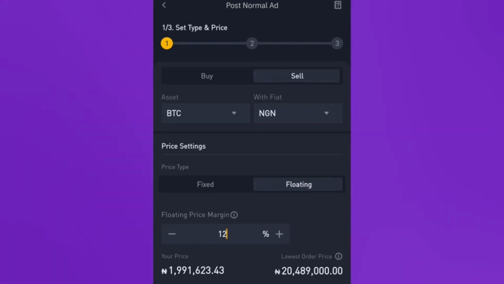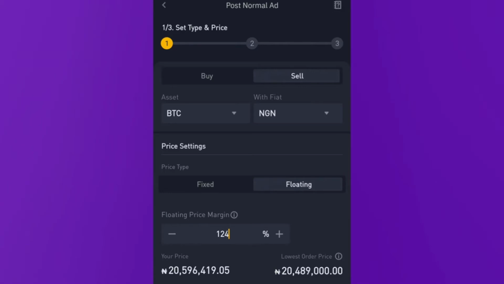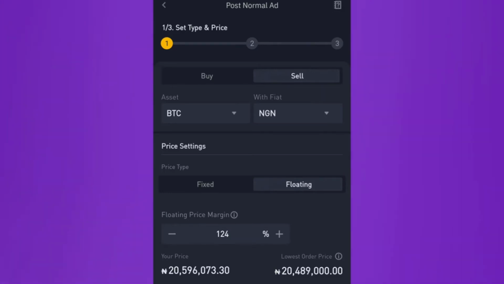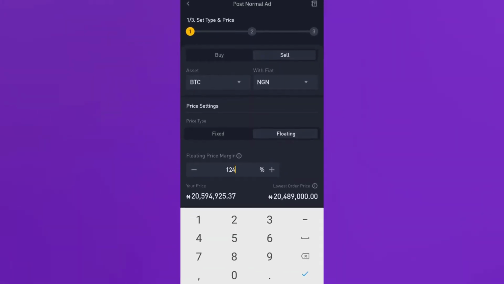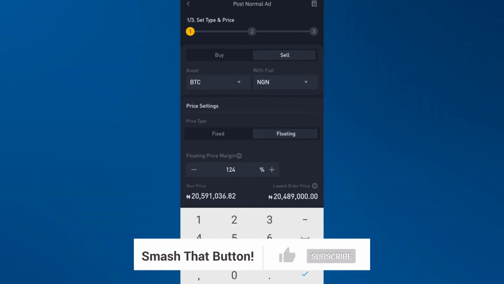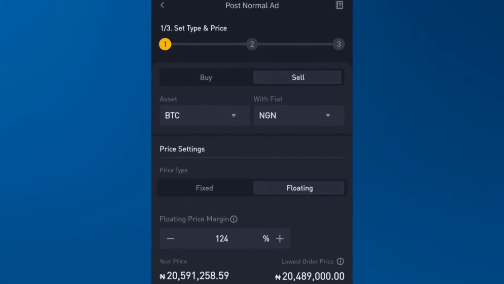So if I say 122%, now we are at 20,248,000. So I'll just keep adjusting it. Now we're at 20.4. So I'm sure by the time I click on 4, we are now at 20,582,000. So you can see now that it's increasing according to the way the price is actually increasing, and it's reducing according to the way the price is actually reducing. So this is what we call a floating price. It's moving according to the live market price on Binance. All right, so if I want to get very close to the 20,555,000, I can reduce this.